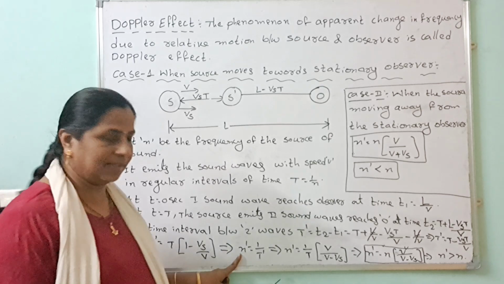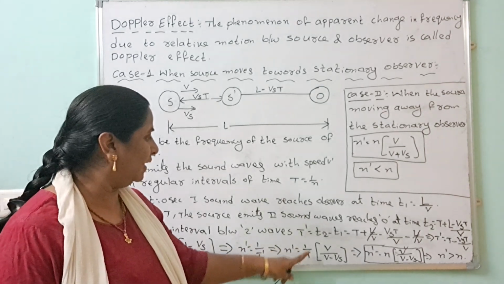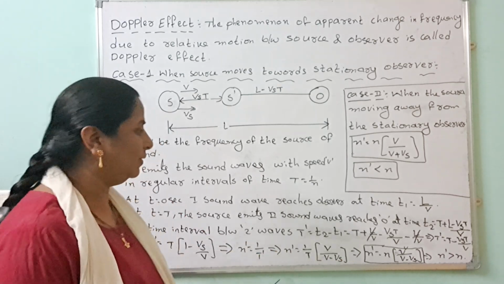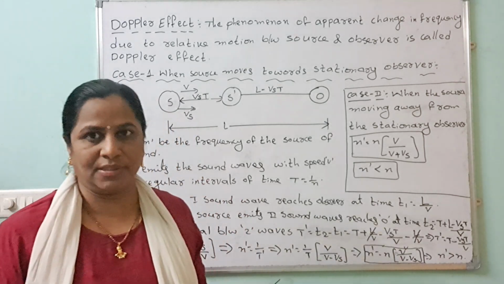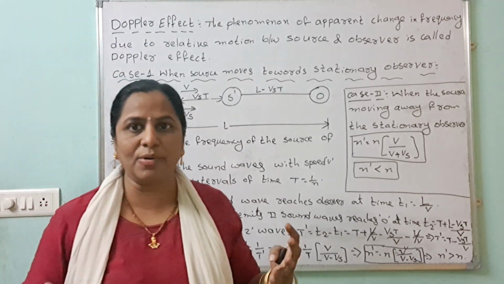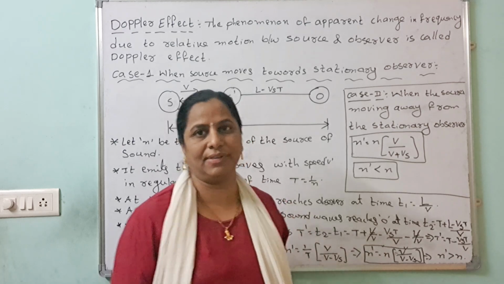Then n dash equals 1 by T dash. Then n dash equals 1 by T into V by V minus Vs. So here, when the source is moving towards the observer, what happens? We are getting more frequency. That's why the apparent frequency is greater than the original frequency.